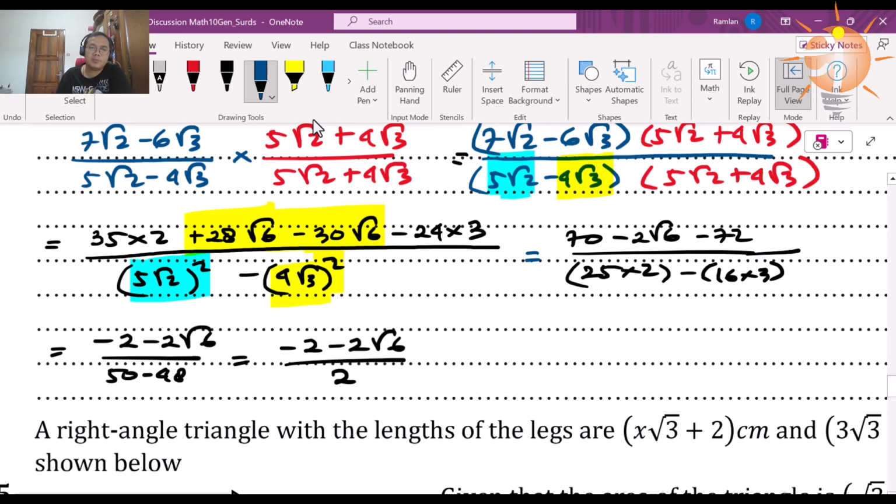You see that this is not the simplest form, because every single one of these terms is divisible by 2. If you want to factorize this, you can pull out the 2, right? There'll be 2 bracket minus 1 minus square root of 6, for this one over here. And we have over 2, and then we can cancel out the 2, right? So the final answer should be minus 1 minus square root of 6.